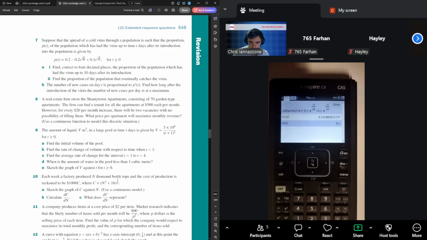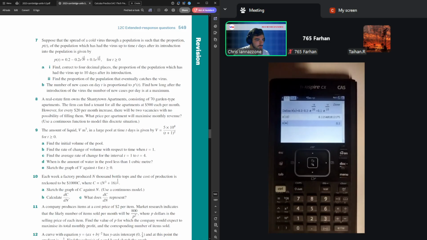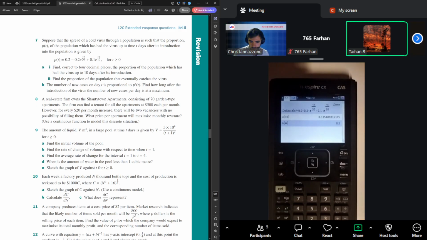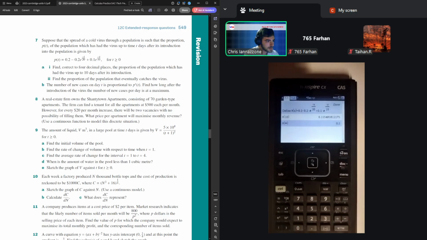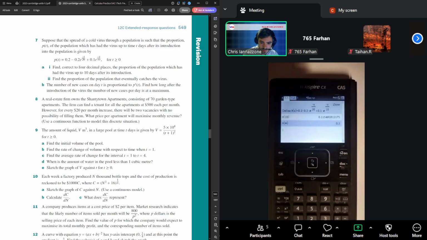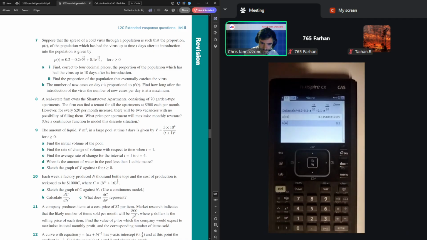I don't know if I'm just a bit confused, but with the 0.2, what's that number? The 0.2 is the final population proportion. Okay, yeah, I see. We subbed in t equals infinity, and we got 0.2 for our population proportion there. Oh yeah, because P(t) is given by that equation. Yeah, that's right, that's our P of t equation. All good? Yep. Nice.